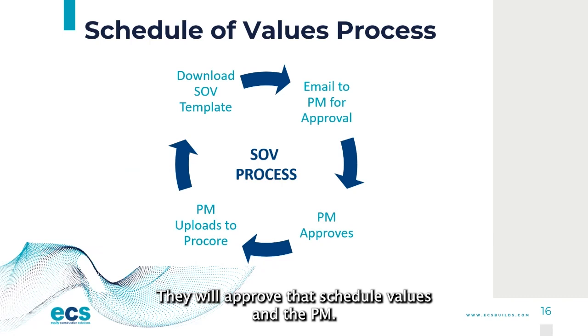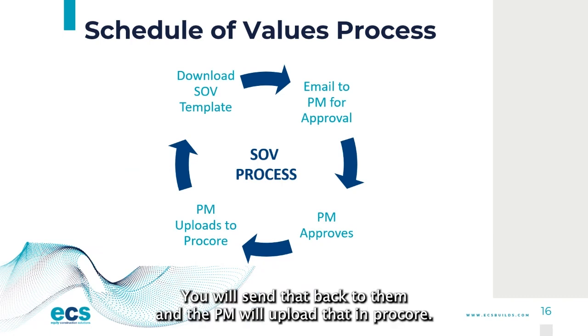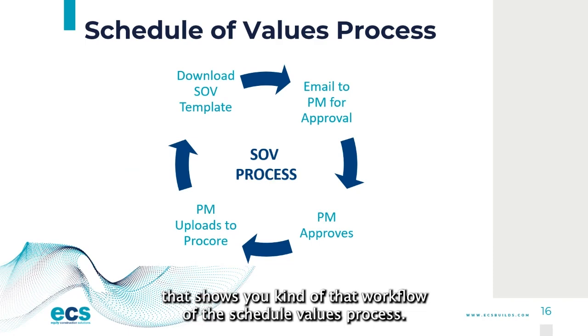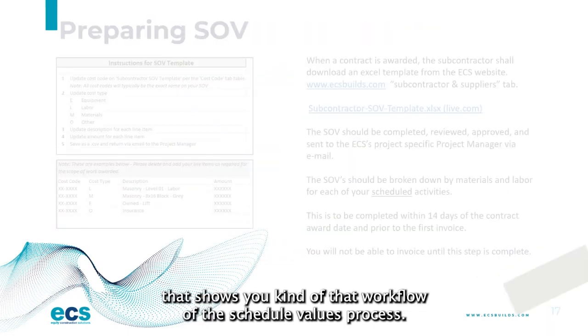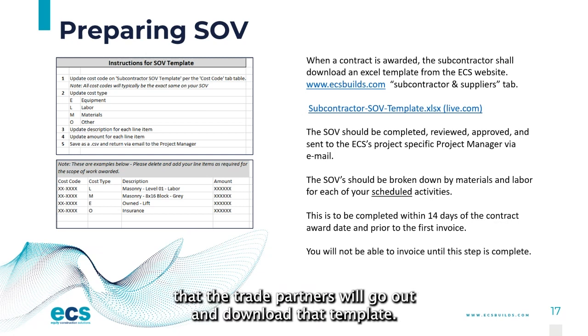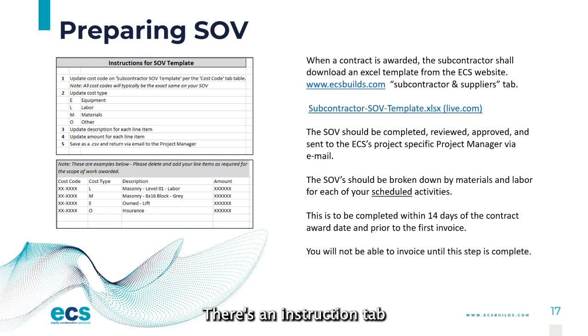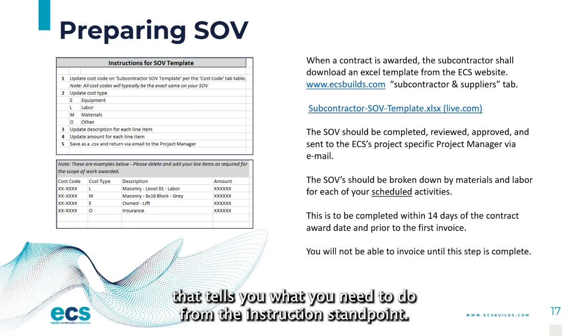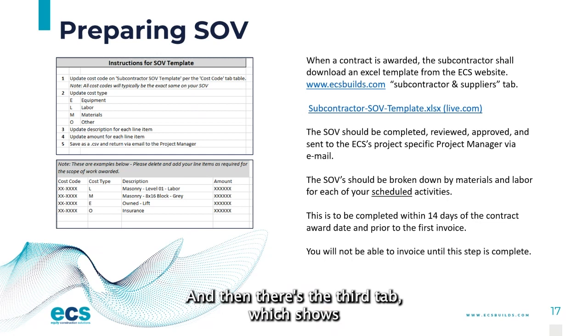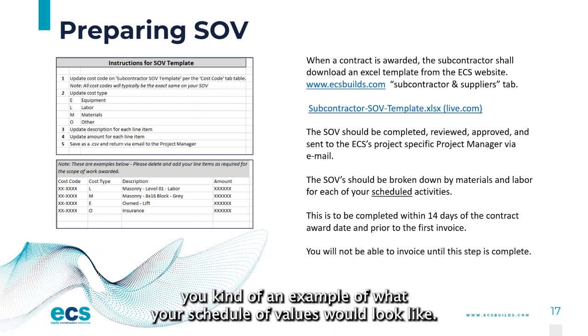They will approve that schedule of values, you will send it back to them, and the PM will upload that in Procore. There's a nice little graphic there that shows you that workflow of the schedule of values process. In preparing the SOV, there's an SOV template in Excel available on our website that the trade partners will download. There are three tabs on the template. There's an instruction tab that tells you what you need to do from the instruction standpoint. A second tab shows you all of the cost codes available. And the third tab shows you an example of what your schedule of values would look like.